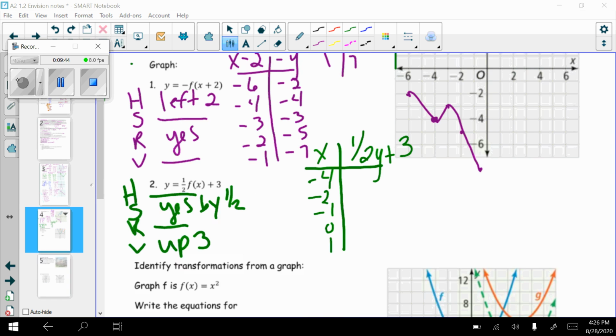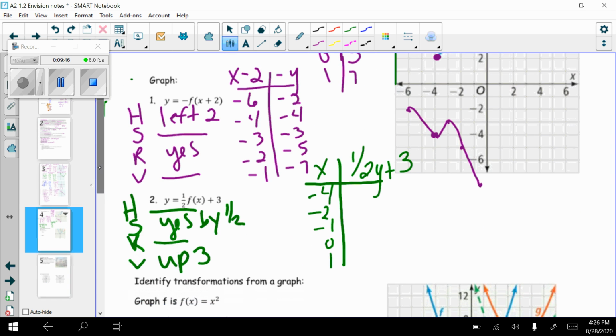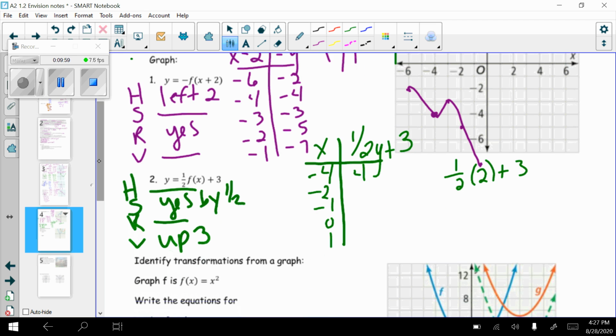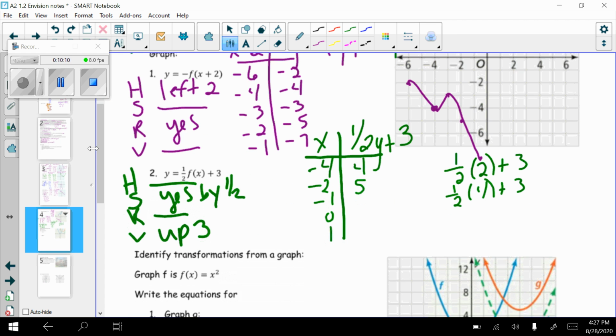The very first y value that we started out with was the 2. So we're going to do 1/2 times 2 plus 3. So 1/2 times 2 is 1. 1 plus 3, 4. Our next y value that we started out with was 4. So 1/2 times 4 plus 3. So half of 4 is 2. 2 plus 3, 5.